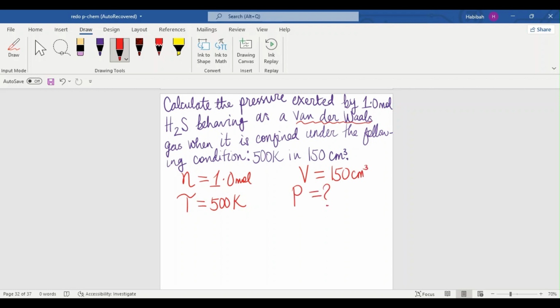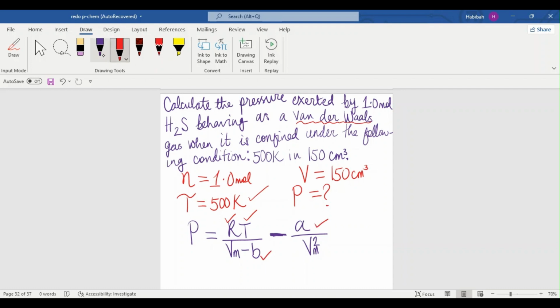Now, the first thing you have to notice is that because this is a van der Waals gas, to find pressure there's just one equation that we use: pressure equals RT divided by the molar volume minus b, where R is the gas constant and T is the temperature, minus a, the second van der Waals parameter, divided by molar volume all squared. We're lucky enough that we have R, which is a constant value, and T, which is 500 Kelvin. We have the volume, but we don't have a and b given to us.